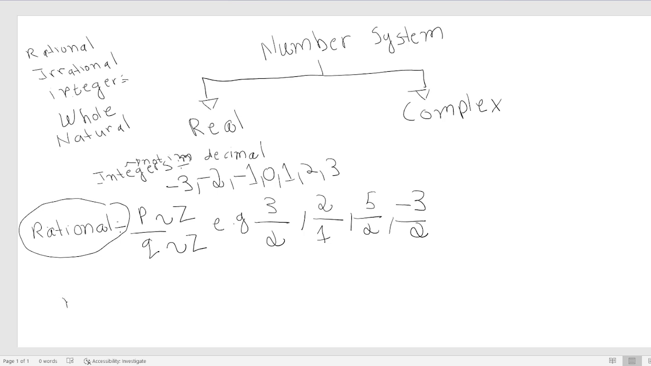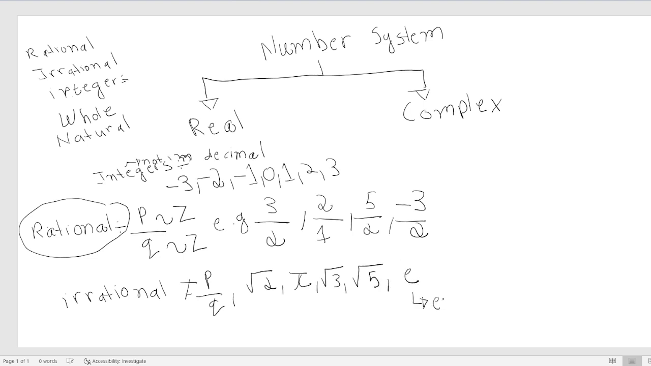So irrational numbers are those numbers which can't be written in the P over Q form. For example, square root of 2, pi, square root of 3, square root of 5, and then E as well. Now what is E? E is usually termed as Euler's number, which hopefully we are going to discuss later on. Euler's number has a value of 2.701. This is also an irrational number because it can't be written in the form of P over Q.